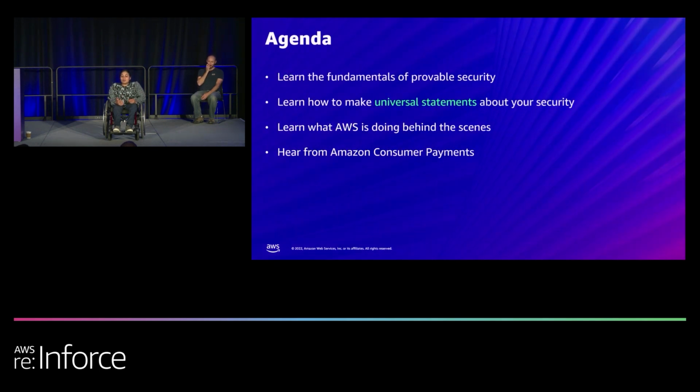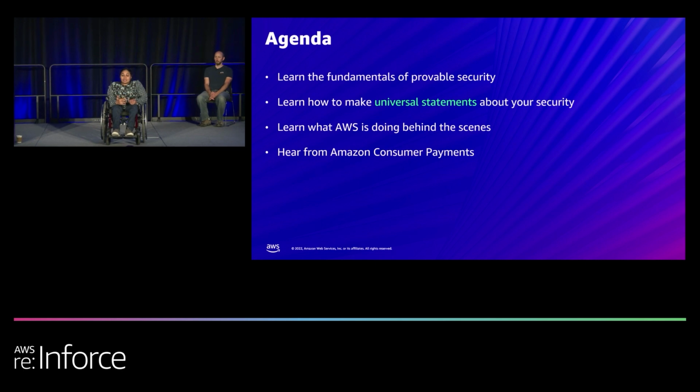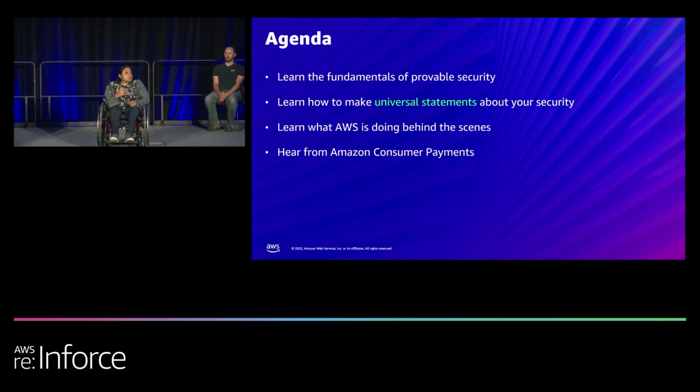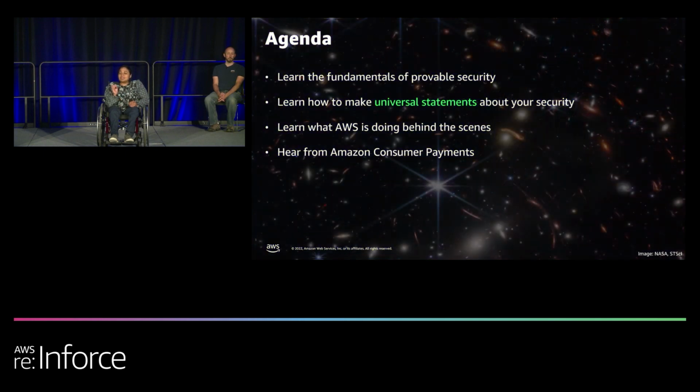So we'll kick off our adventure with the fundamentals of provable security. Spoiler alert, it's all about universal statements. We'll explain what they are and why they matter. Next, we'll show you how you can use AWS services today to make these universal statements about your security. And that is the biggest takeaway of the talk. And yes, I do mean the universe.